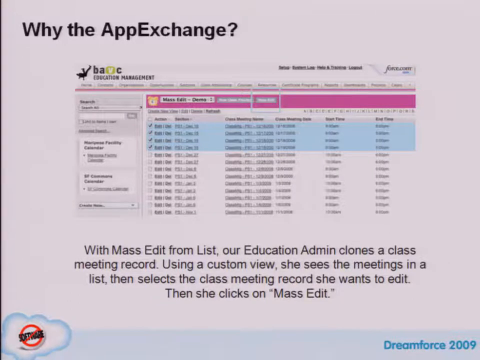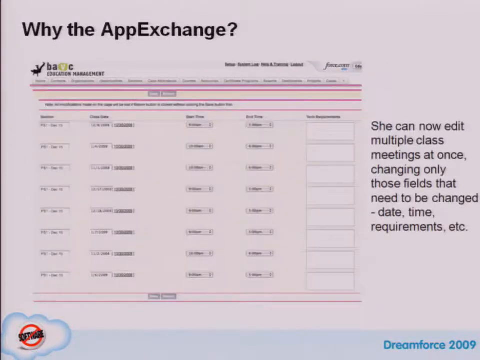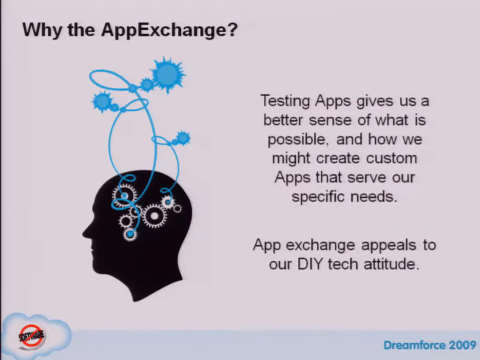So rather than having to clone all those class meetings and then go into individual sections and change all the fields, she can actually use a custom view, select the class meetings that she wants to edit, and click Mass Edit. And this allows her to edit multiple class meetings at once, changing only those fields that need to be changed, so date and time, certain requirements. This saves her a lot of time. It gives her extra time to do Facebook and other things, right? Actually, it gives her more time to interact with our clients, which we really appreciate.